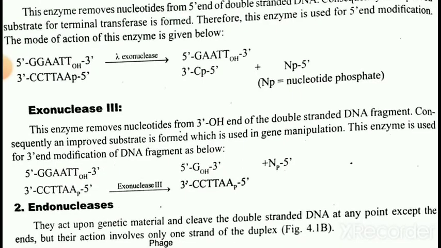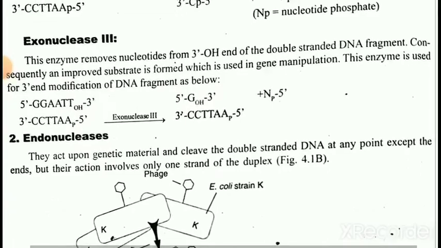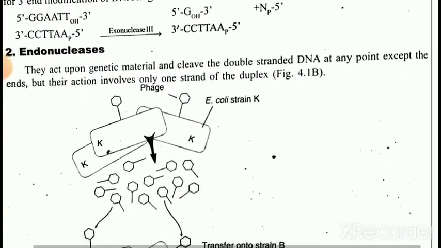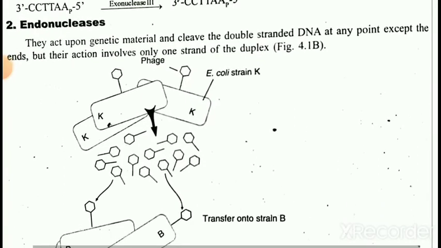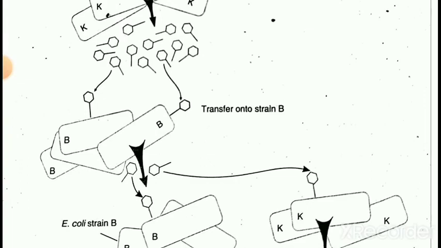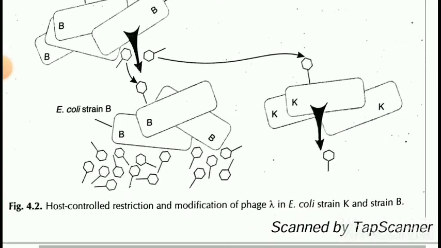See the figure. 2. Endonucleases. They act upon genetic material and cleave the double-stranded DNA at any point except the ends, but their action involves only one strand of the duplex. Figure 4.1b. Figure 4.2. Host-controlled restriction and modification of phage lambda in E. coli strain K and strain B.